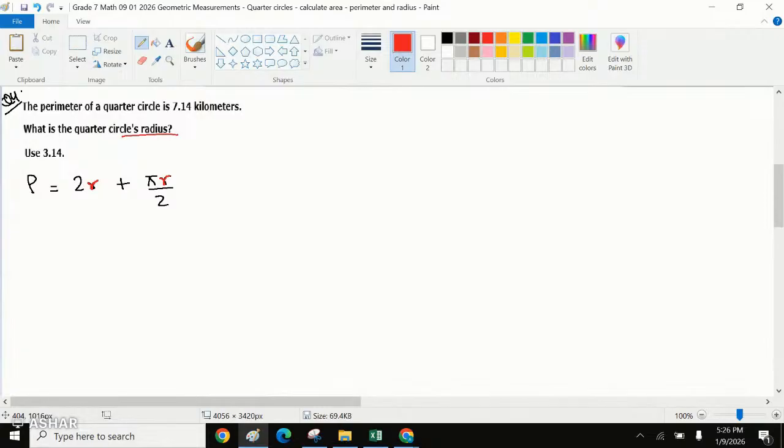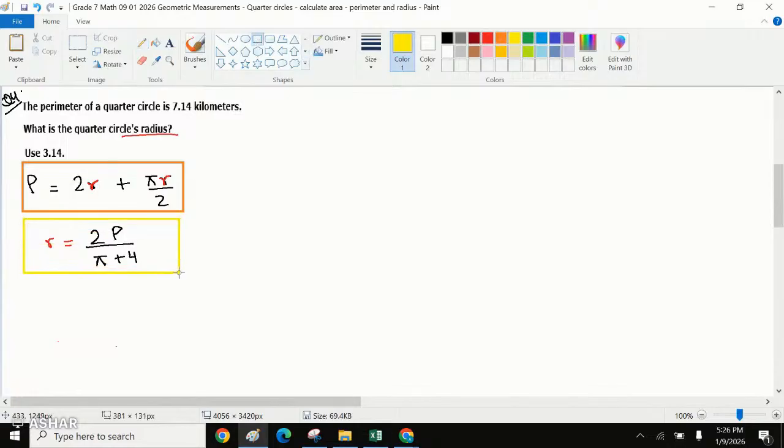And in the previous question, what we did was we simplified the formula. What we said was radius would be equal to twice the perimeter divided by pi plus 4. Agreed? Do we remember how we did this? Right? In the previous example, we did this. So if we can remember these two formulas, we can simply substitute the values and find whatever our requirement is.